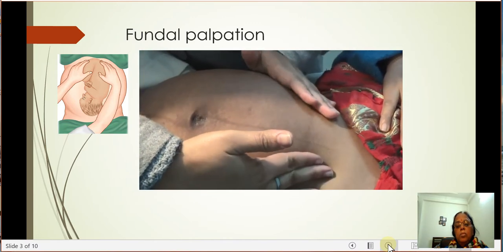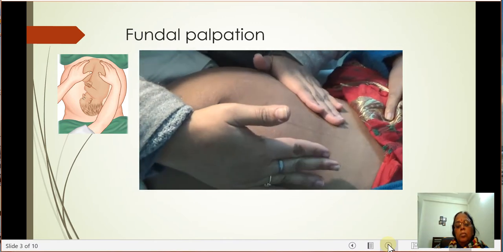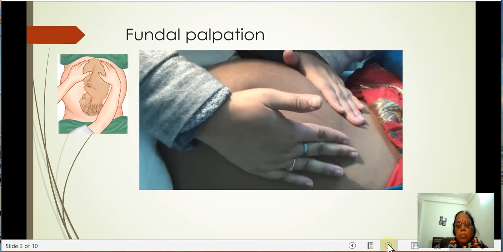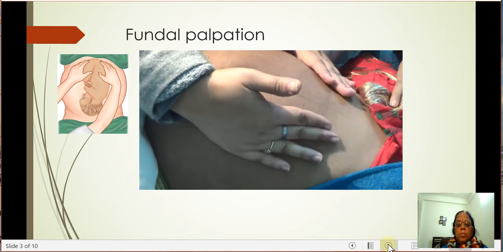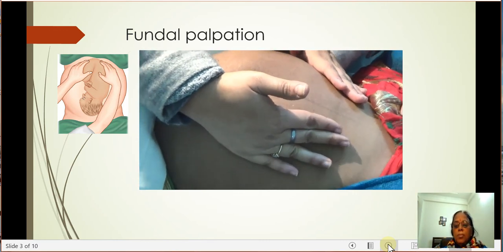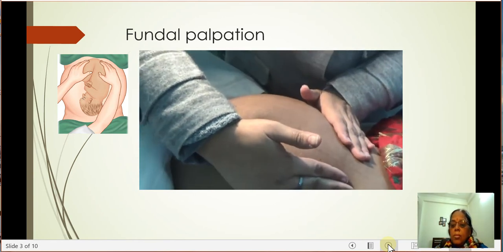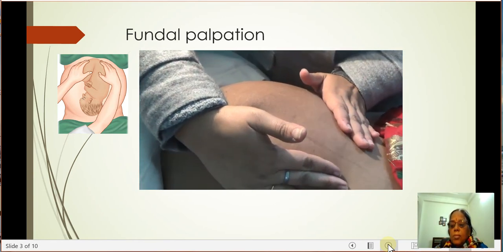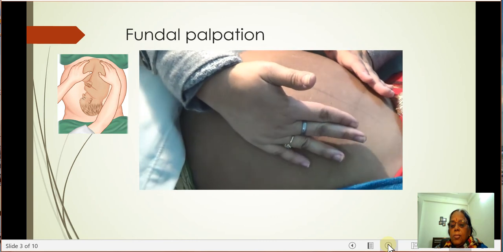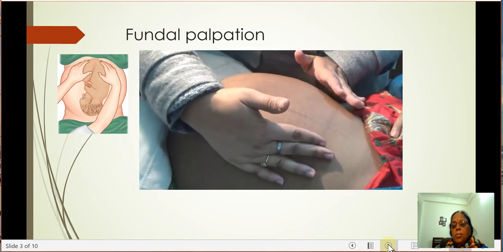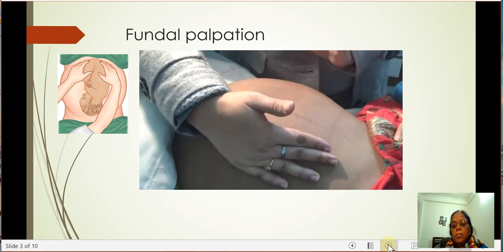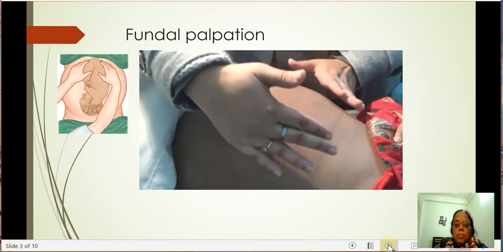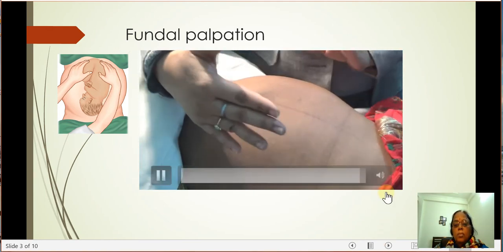Then we are going to feel what we appreciate in this fundal grip. If we feel a hard, globular and ballotable mass on this side, that means it is a head. And if we feel an irregular, soft and non-ballotable mass, that means it is a breech presentation. Breech over here. Then we go to the lateral grips.